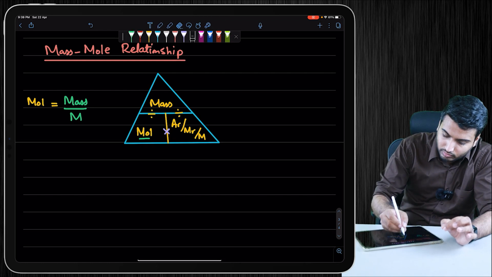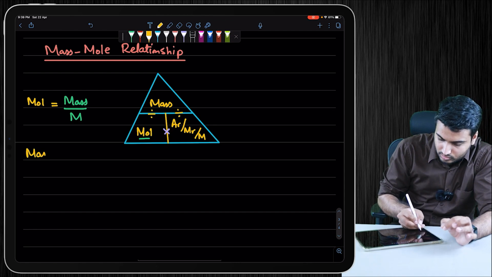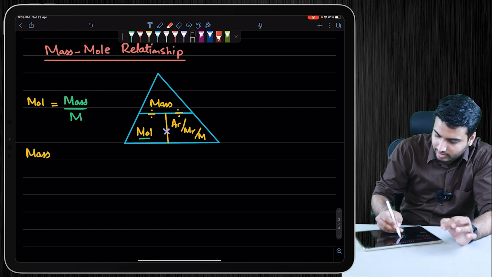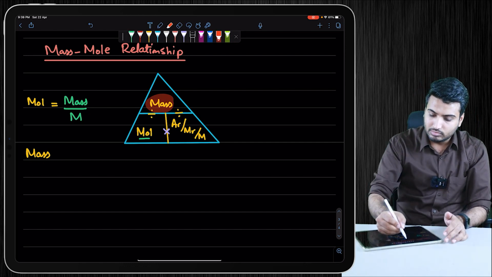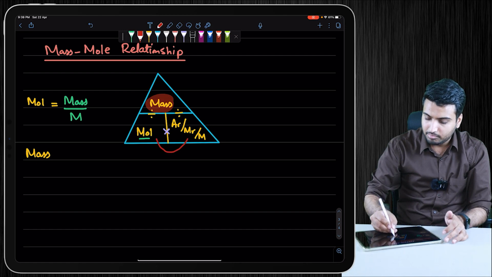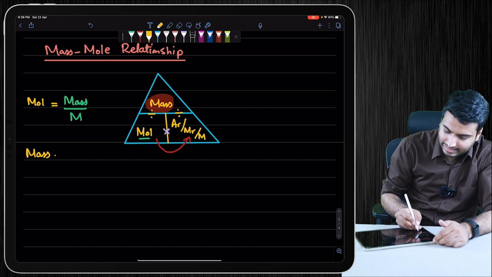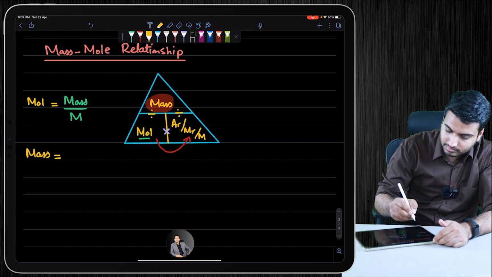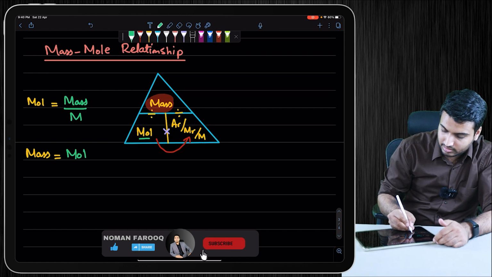Alright, and if we need to find mass, as mass is over here, what are we supposed to do? We need to multiply mole by molar mass. So to find mass, we multiply mole by molar mass.